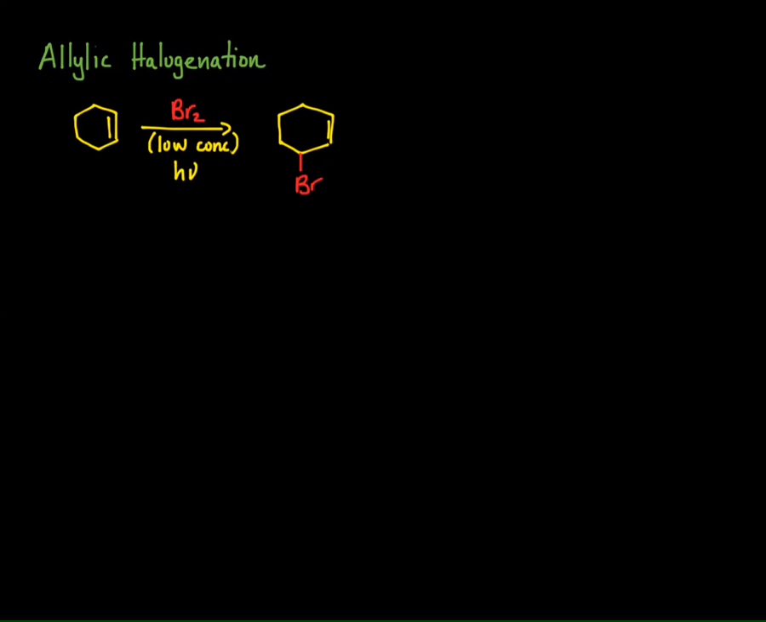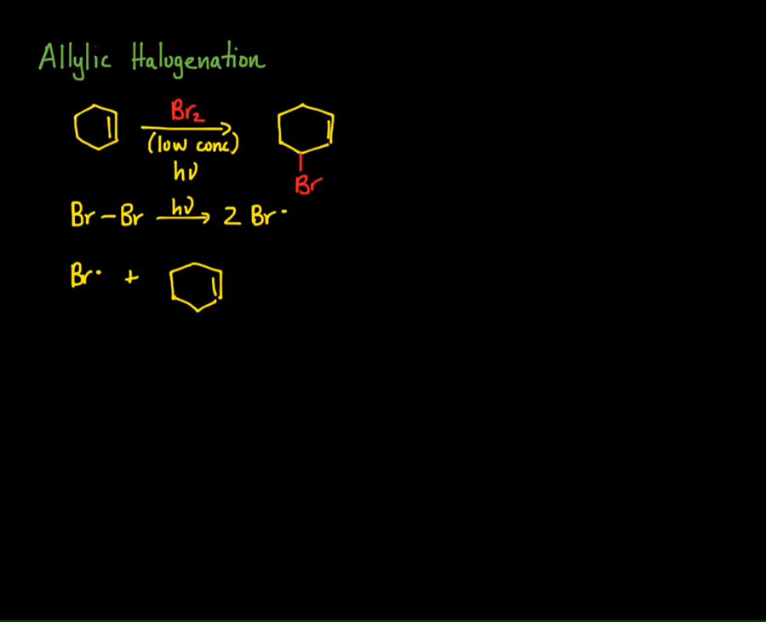I get this 3-bromocyclohexene. Now, what's happening here is, as we have seen already, in the presence of light, bromine is going to dissociate homolytically and produce bromine radicals. And those bromine radicals then are going to react with this alkene.